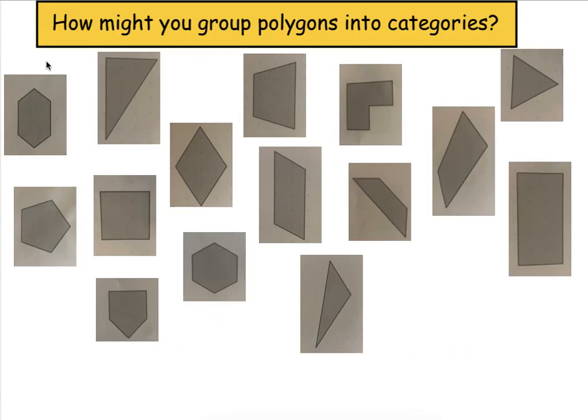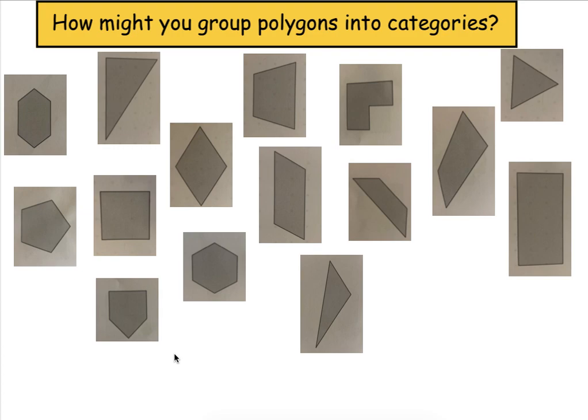Looking at these polygons, now if you had to group these polygons based off of what they have that are similar or the same, how might you group them? And you could have more than one category. So click pause, look at these shapes or polygons very closely. How might you group them?